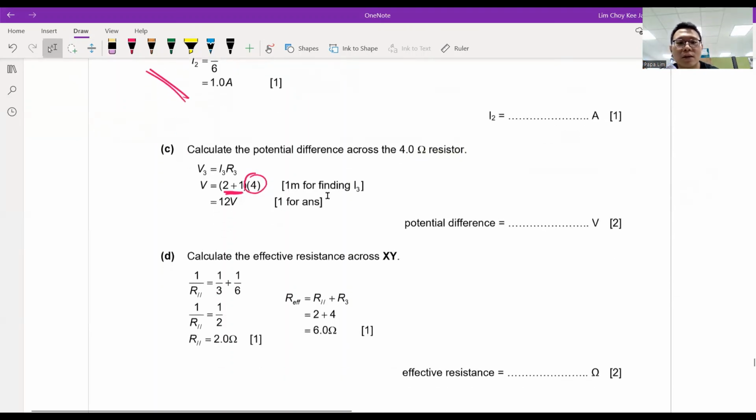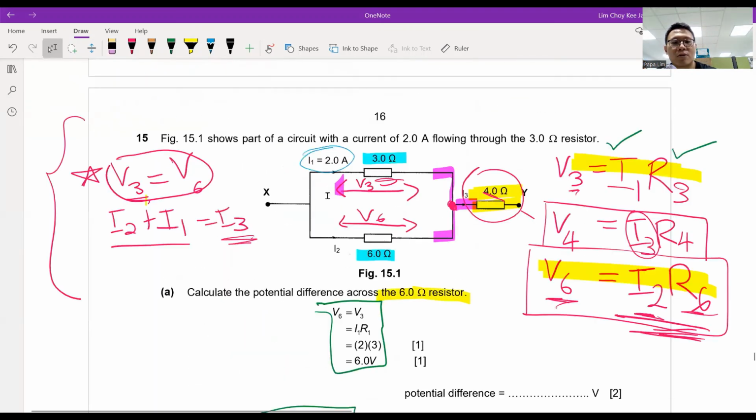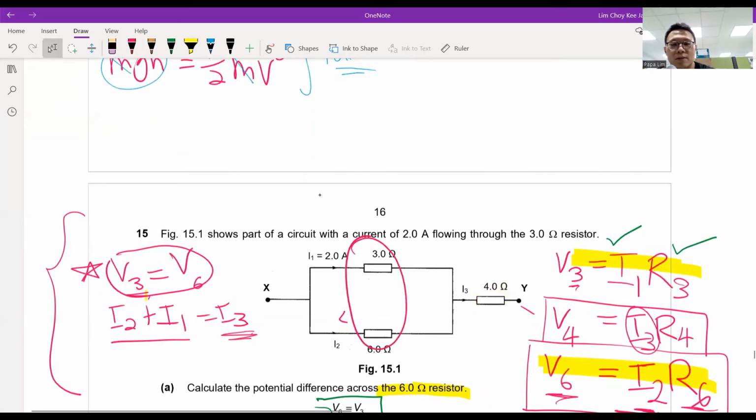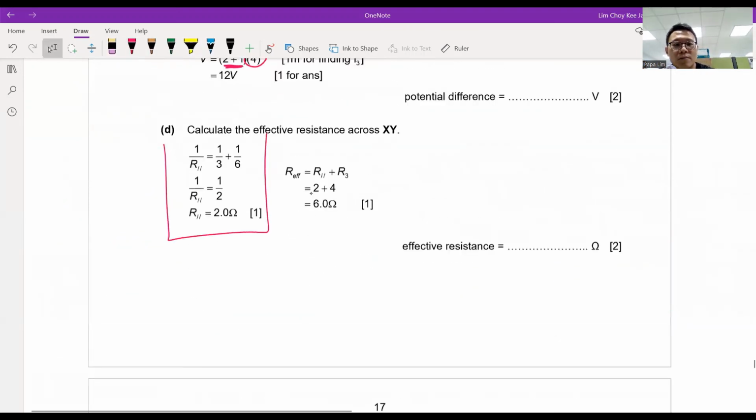Okay, for students, effective resistance across X and Y is straightforward. Remember, X and Y is the whole branch here, which consists of one parallel circuit in series with this 4 ohm. So the parallel branch is in series with your 4 ohms.